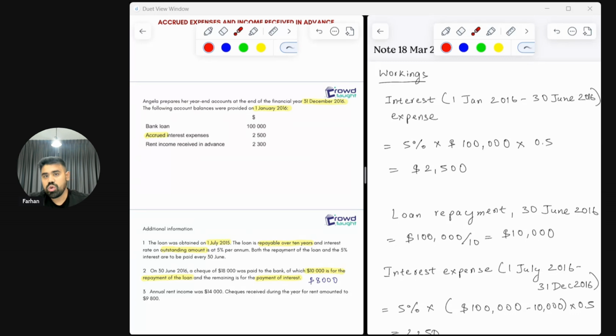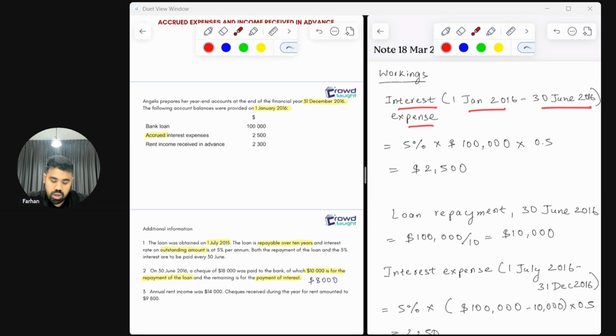Because we know that interest is paid every year on 30th of June, and given that our financial year starts on 1 Jan, we can only calculate the interest from 1 Jan to 30 June to begin with. So we want to first find out the interest expense from 1 January 2016 until the end of 30 June 2016. And how do we do it?